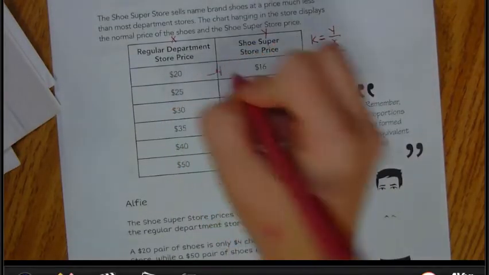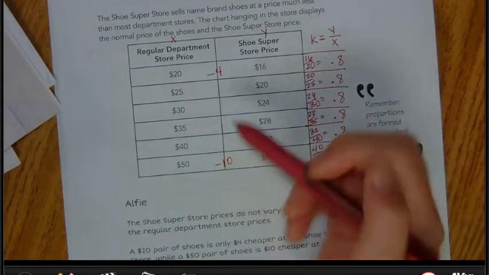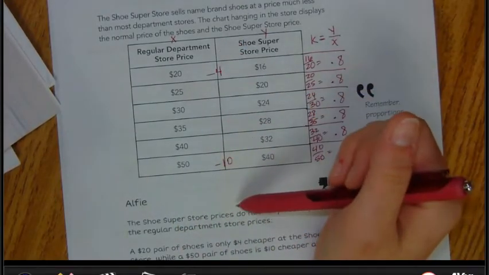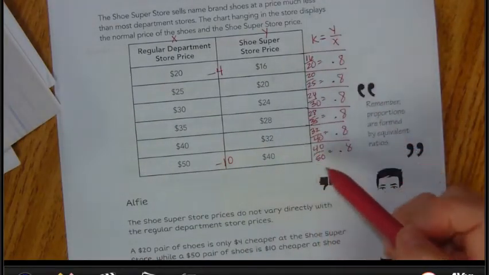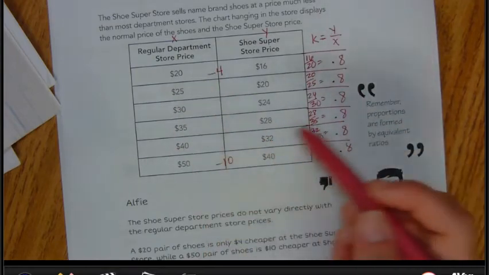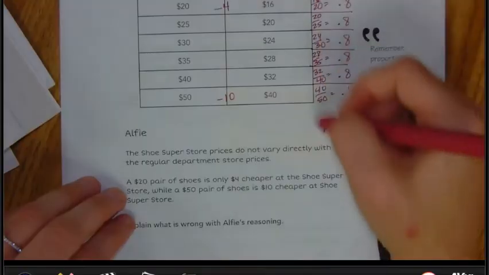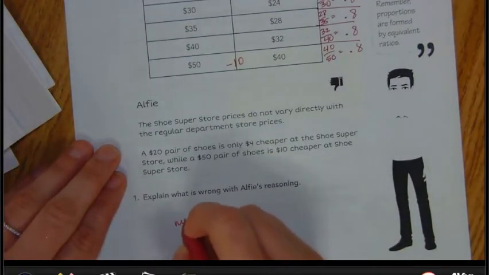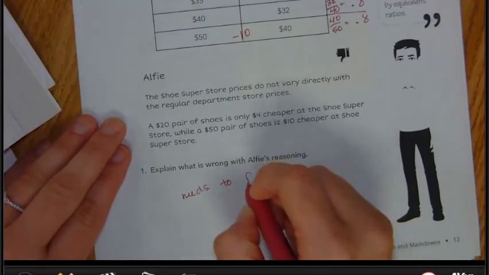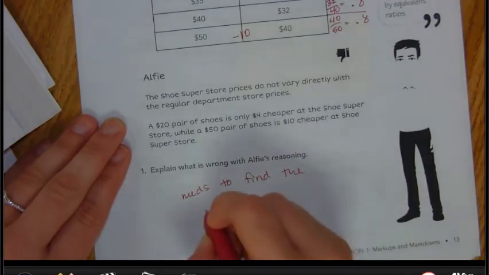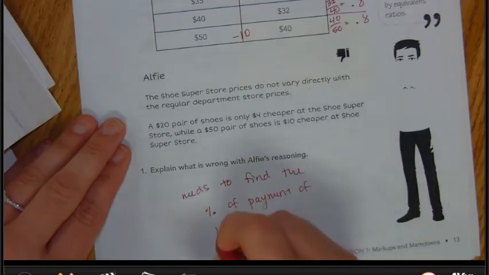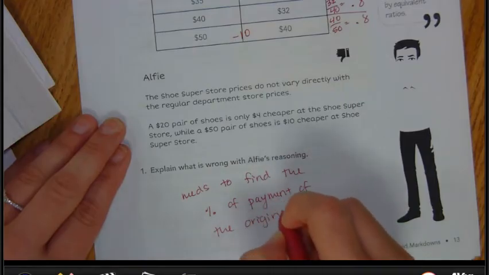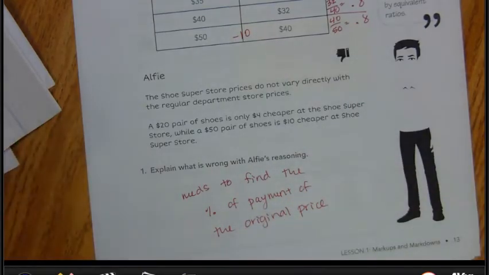He's looking to see that this is minus 4 and this is minus 10. And he's like, oh, wait a minute, I'm not subtracting by the same amount each time. That's where he's saying it's not directly proportional. But he needs to find what percent of the original price I am paying. So Alfie needs to find the percent of payment of the original price.